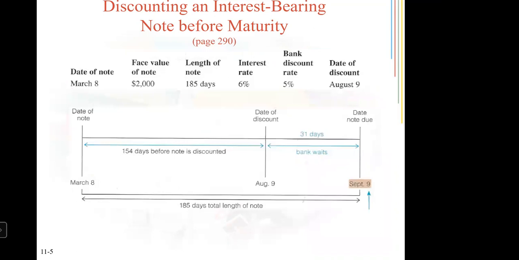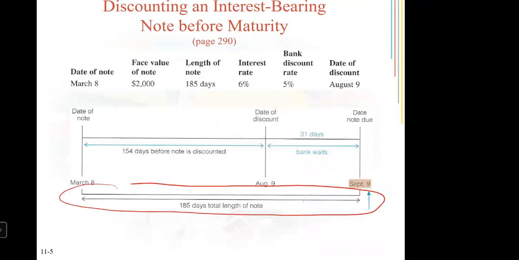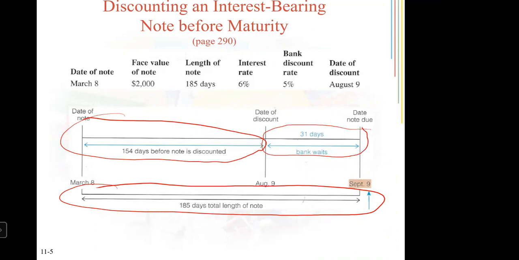So the note is for 185 days, but the company had it for 154 days. So to find out how long the bank is going to have it for, you have to subtract that 154 from 185, you get 31. So the bank will have the note for 31 days before it matures. And the company that provided the note will have to pay the bank the full amount of the note.